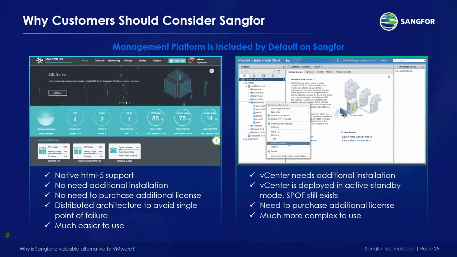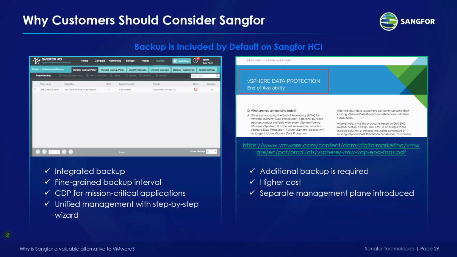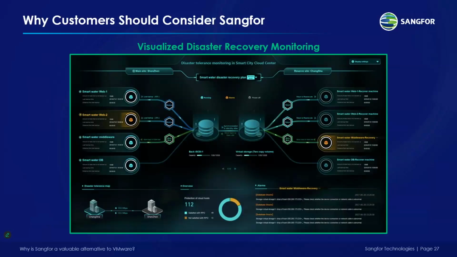Then we have included default backup. You don't need to go for any third-party backup solution. That's another one. And for the DR, we actually provide a complete visualized disaster recovery monitoring, right? So it's very much easier for management to know what's the status of my replication of the virtual machine from site one to site two. It's a complete graphical-based disaster recovery monitoring solution that we have.